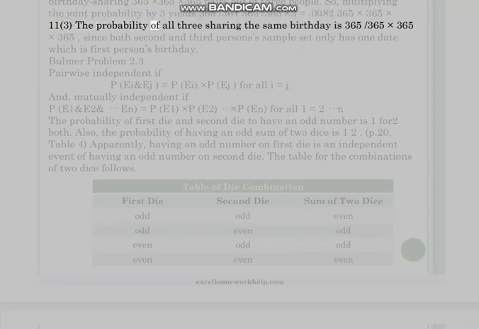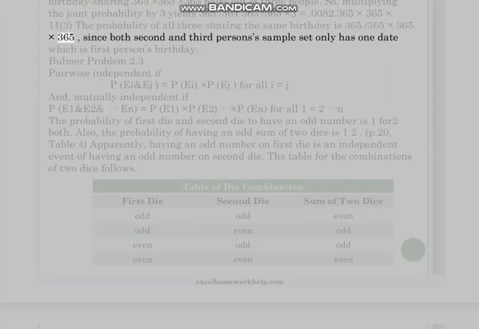The probability of all 3 sharing the same birthday is 365/365 times 1/365 times 1/365, since both the second and third person's sample set only has one date, which is the first person's birthday.